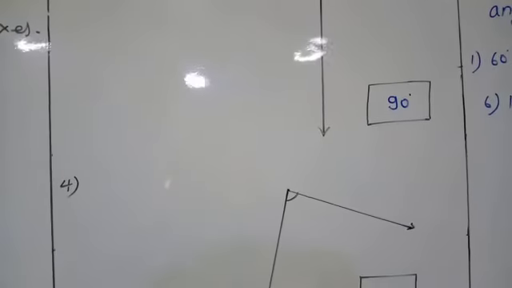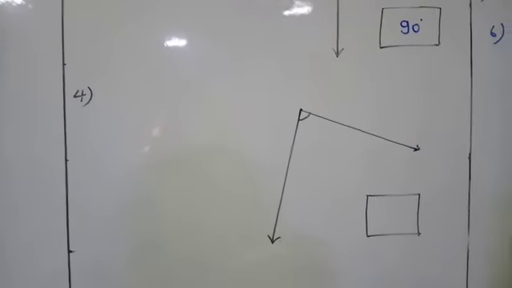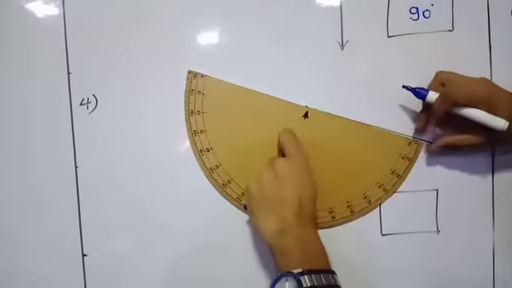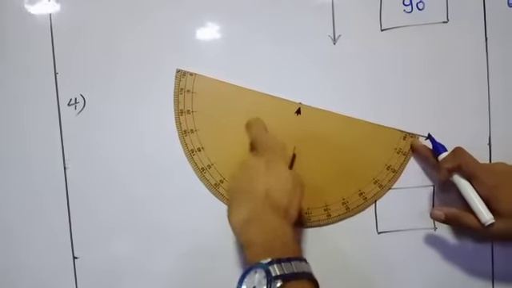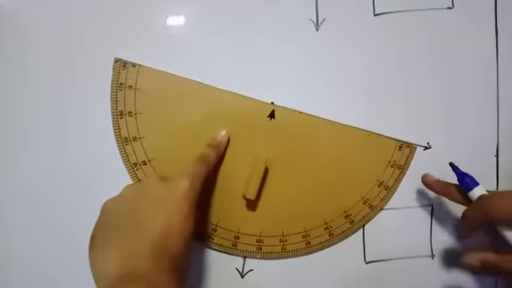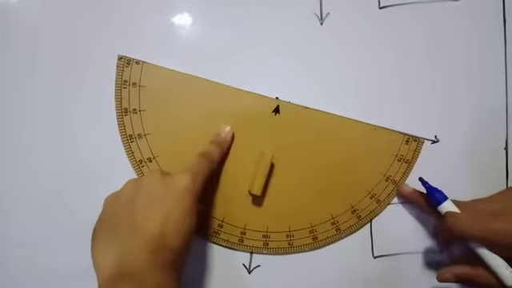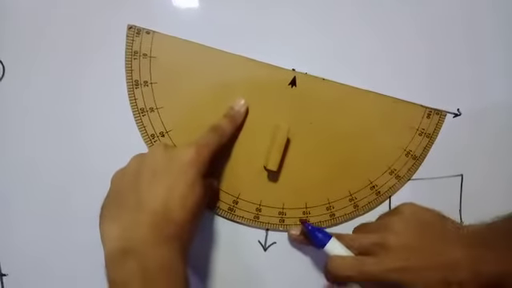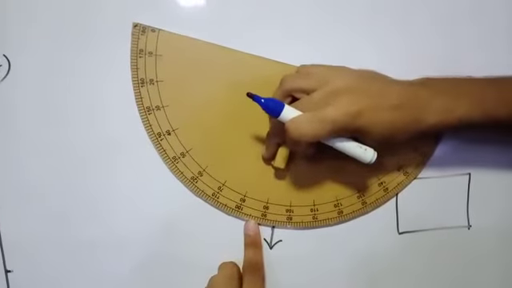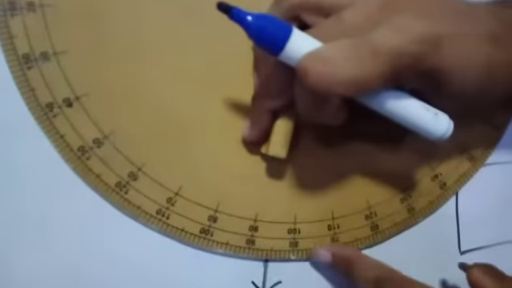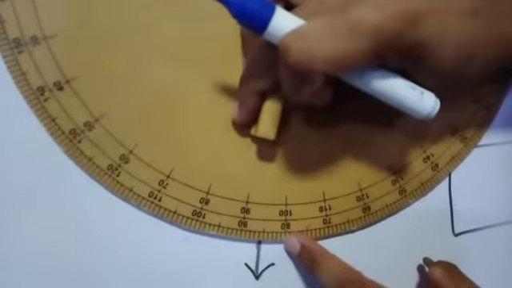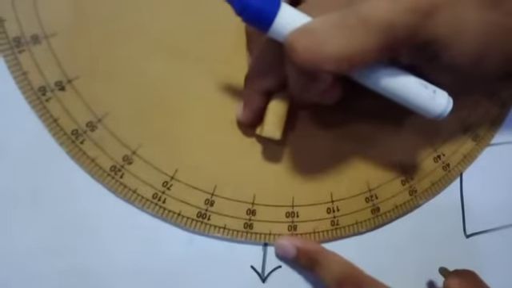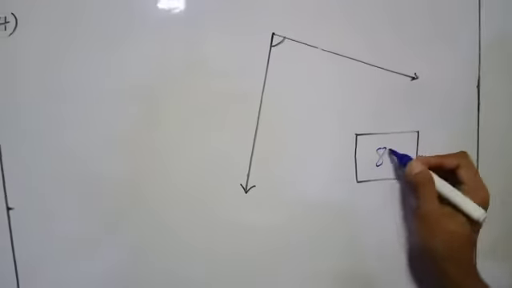that angle. Now see the next one, the fourth one. Again we have to put this arrow on the vertex and cover it from here. So again we are going to measure from here 0, 10, 20, 30, 40, 50, 60, 70, 80, not 90. You can see between 80 to 90 we have the small lines. So count it: 81, 82, 83, 84, 85. Got it? So we have to write over here 85.